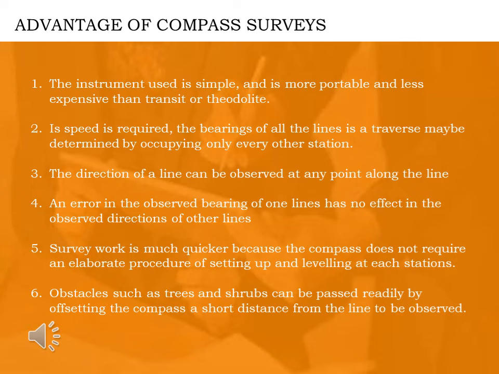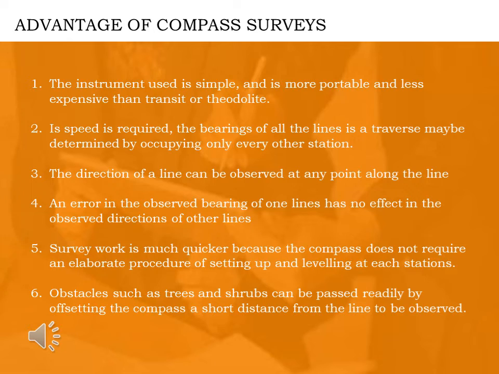Advantages of compass surveys: the instrument used is simple, more portable, and less expensive than a transit or theodolite. It is useful where speed is required. The bearings of all the lines in a traverse may be determined by occupying only every other station. The direction of a line can be observed at any point along the line. An error in the observed bearing of one line has no effect on the observed direction of other lines.